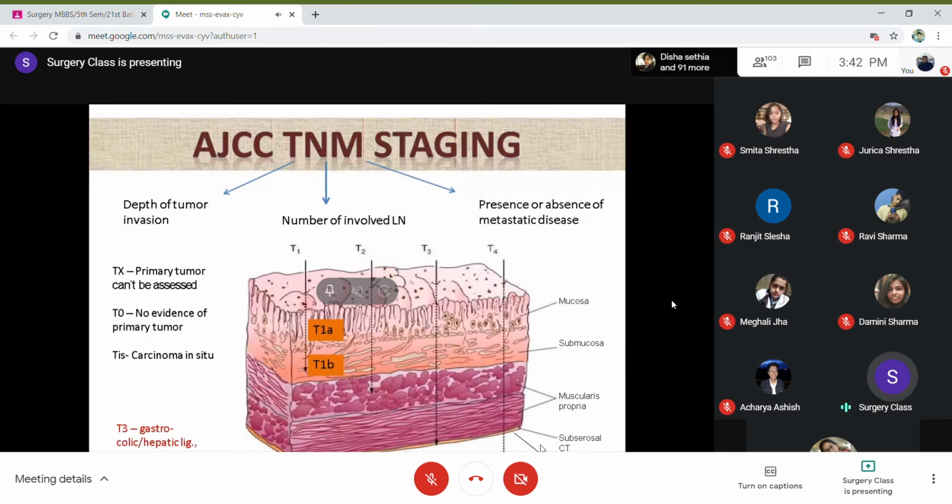T1A is where it involves the mucosa, T1B is where it involves the submucosa, and then beyond that will be the muscularis propria involvement. So when it goes beyond the mucosa and the muscularis mucosa into the submucosa, it will go into the higher stage, where it involves the muscularis propria. Okay, so read about the TNM staging.